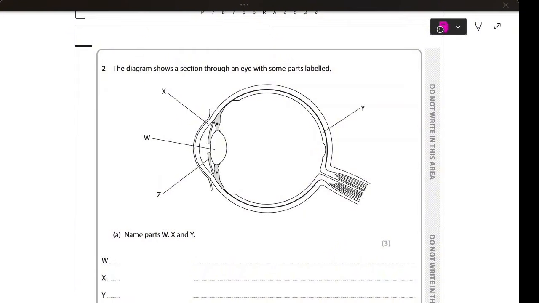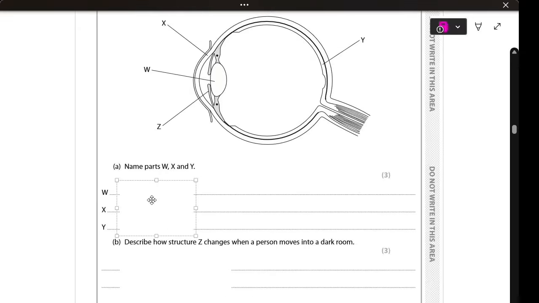In question number 2, we have a diagram of an eye. Name parts W, X, and Y. W is the lens, X is the cornea, Y is the retina. So that is our answer: lens, cornea, and retina.